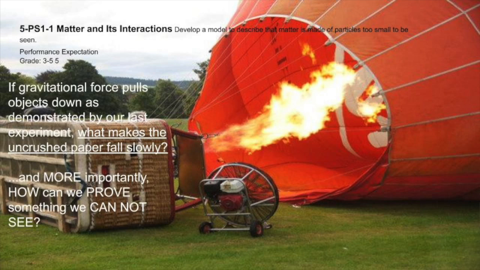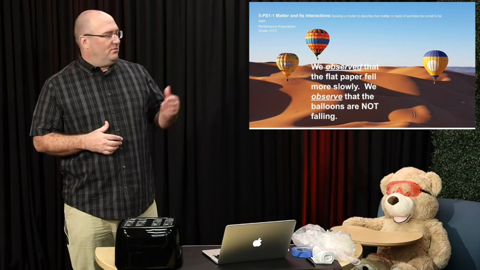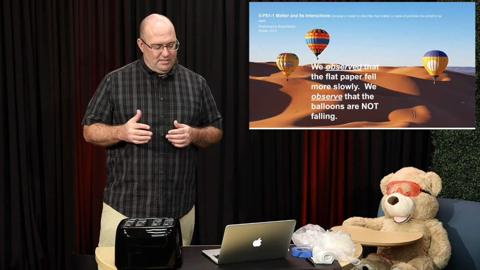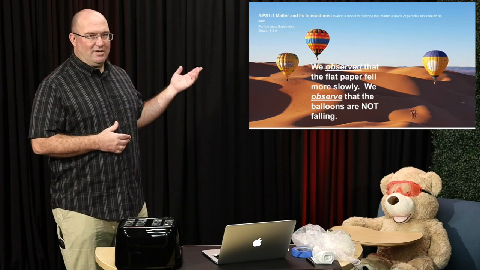But more importantly, how can we prove something that we cannot see? So we're going to have to look for some evidence without actually seeing direct evidence of invisible particles or particles that are too small to see. So just a quick reminder, we observed that the flat paper fell more slowly. We observe in this picture right here that the balloons are not falling.